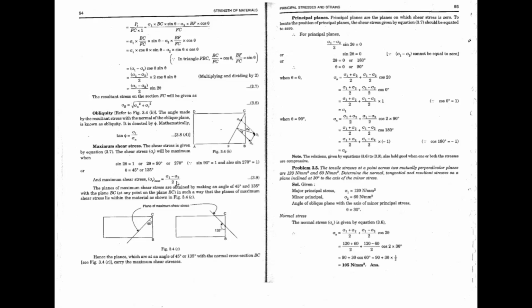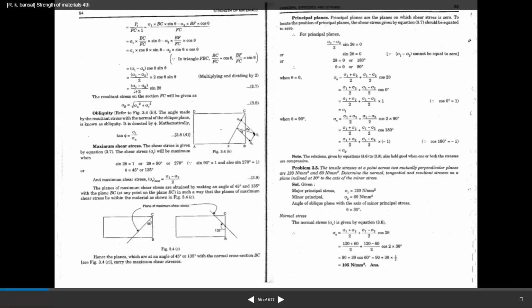Next, principal planes. Principal planes are the planes on which shear stress is zero. To locate the position of the principal plane, the shear stress given by equation 3.7 should be equal to 0. Taking equation 3.7, sigma 1 minus sigma 2 by 2 into sin 2 theta, shear stress is 0.